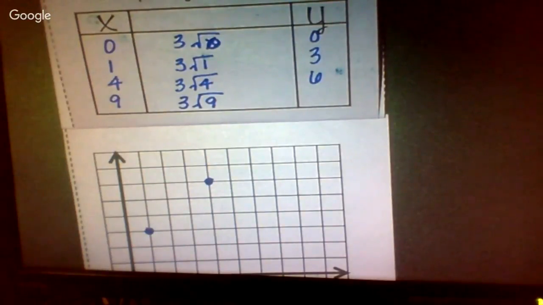Okay. What happens when I plug in 9? You have to do the square root of 9, which is 3, and then you have to multiply 3 times 3, which is 9. Good. The square root of 9 is 3, and then we multiply that times 3, and we get 9. There's just not enough room on this graph.